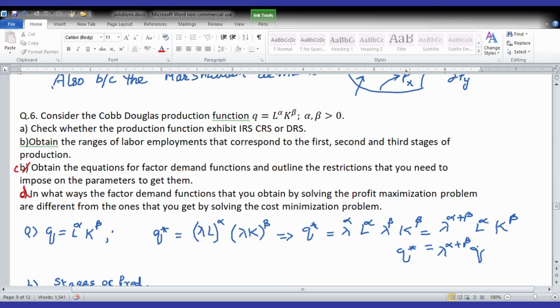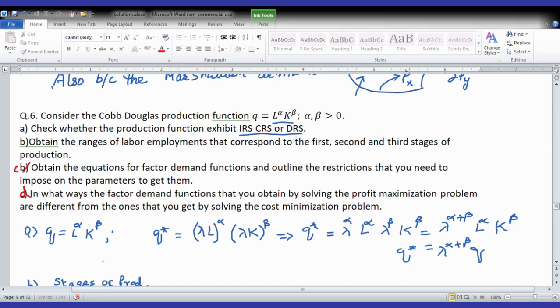And then we have here the Cobb-Douglas production function that has been given, and we are asked to check whether the function exhibits increasing returns to scale or constant returns to scale or decreasing returns to scale.